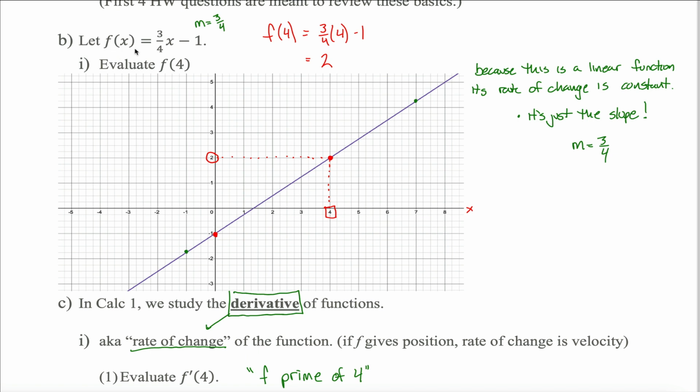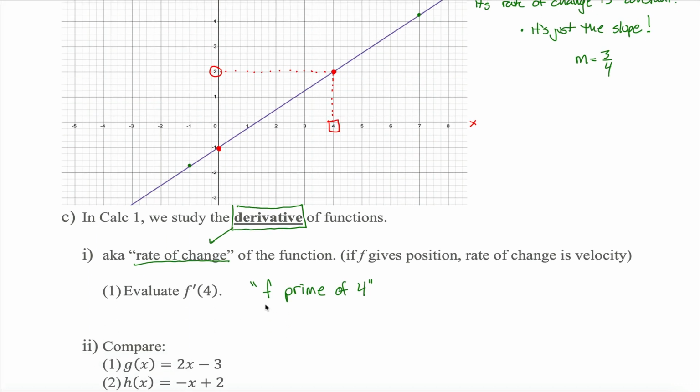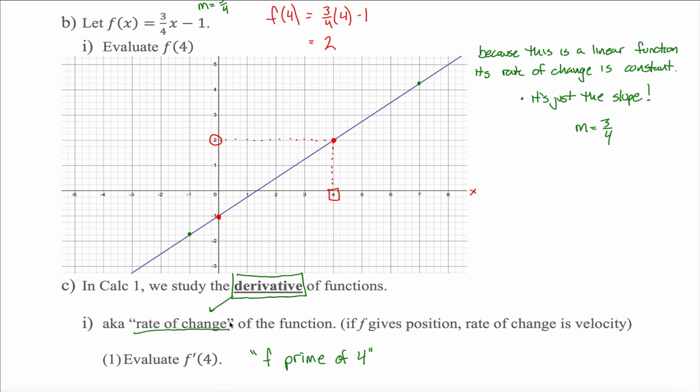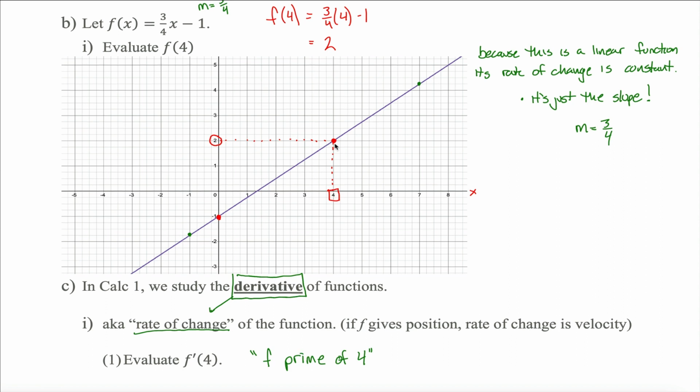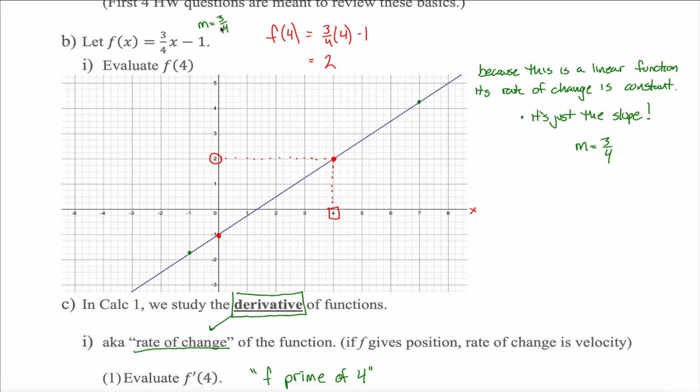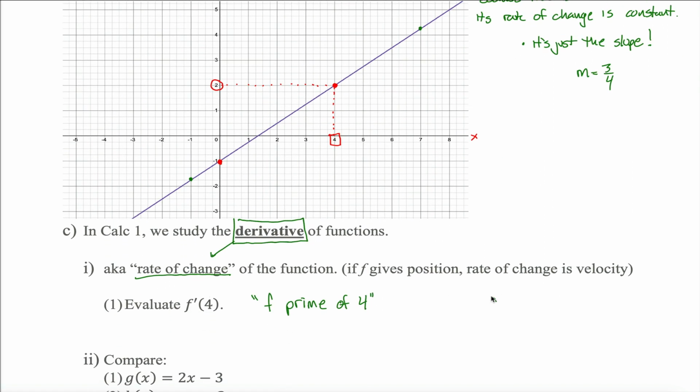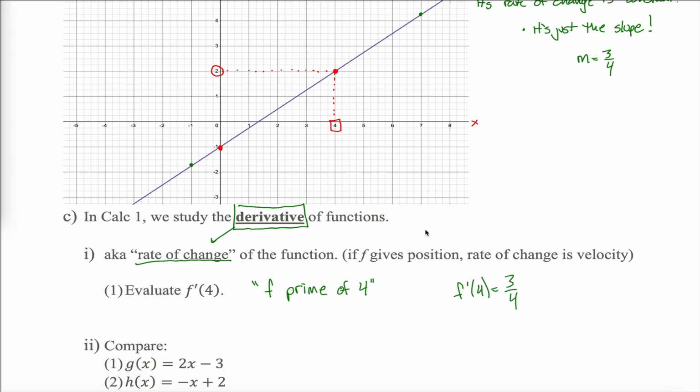For this specific function, f of x equals 3/4 x minus 1, if I'm asked to evaluate f prime of 4, really what I'm being asked is at what rate is the function changing at this specific instant right here where x is equal to 4, which is kind of a complicated question. However, fortunately for me, this function is linear, and when I have a linear function, the rate of change is always the exact same. It's just the slope of the graph, which I already knew from, I don't know, pre-calculus, algebra, some point, is just 3/4. So evaluate f prime of 4. F prime of 4 is equal to 3/4. I'm done.